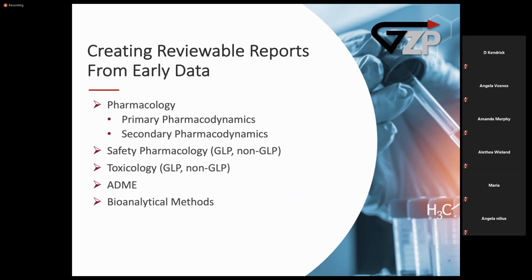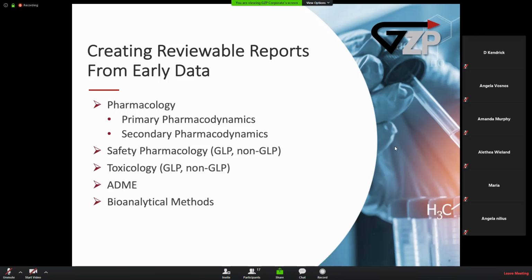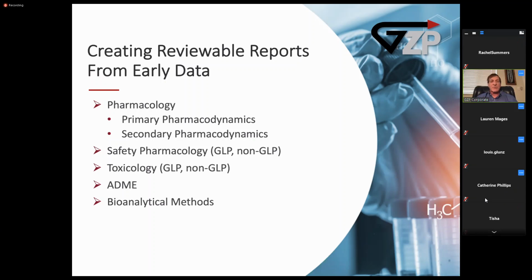How do you create reviewable reports from early data? We deal with many, many companies that stem from university environments and may still be in university environments or clinic environments in hospitals. How do you take those early data that lead to a promising nascent drug or biologic product into the regulatory environment?